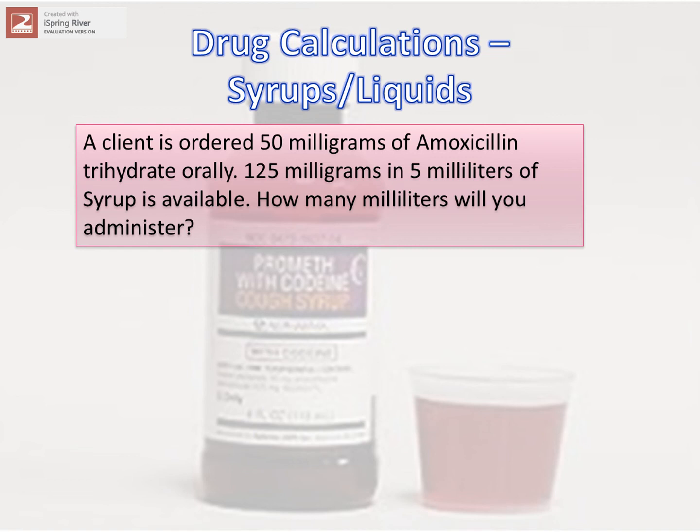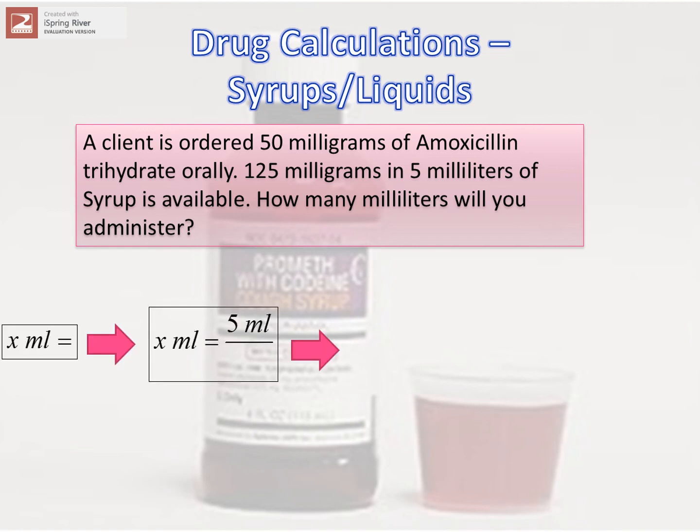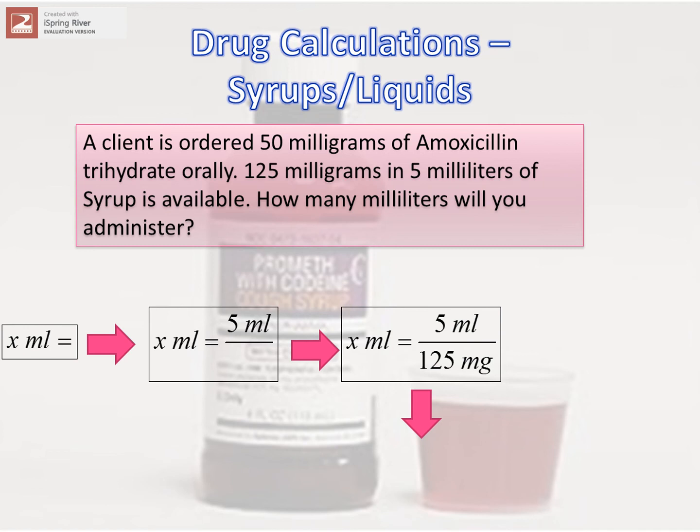Okay, so what is our desired unit? Go back to the problem. How many milliliters? Milliliters is our desired unit, so we're going to put it on top. What is it connected with? It's 5 milliliters. What's it connected to? 125 milligrams. So the 125 goes on the bottom.